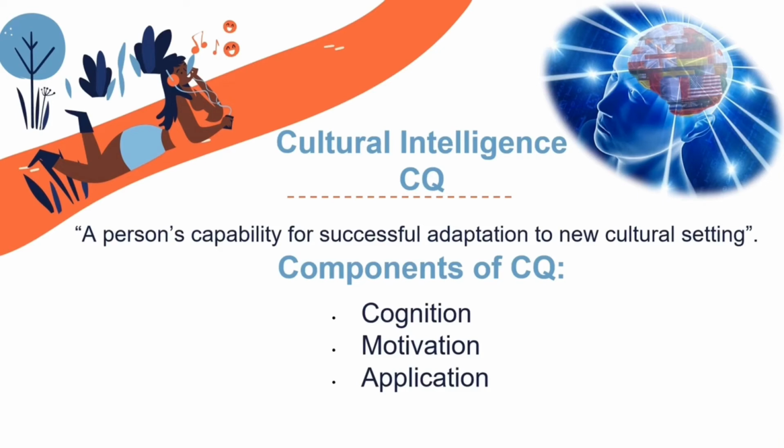There are three main components of CQ. The first component is cognition. It is the knowledge of the fundamental principles of a culture, flexibility, and the ability to think and solve cultural problems. The second one is motivation, which refers to the willingness to adapt to a new culture. And last but not least, the component of CQ is application, which refers to the ability to adapt, understand, and execute the required cultural behavior.